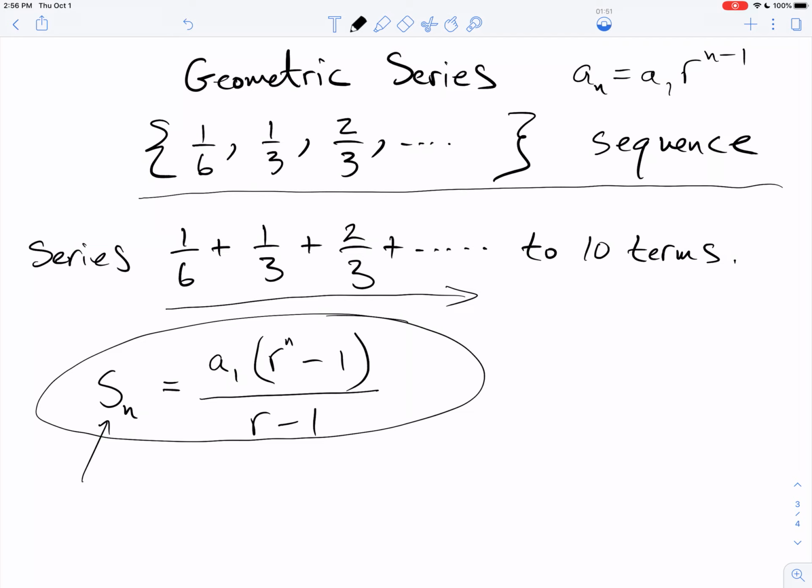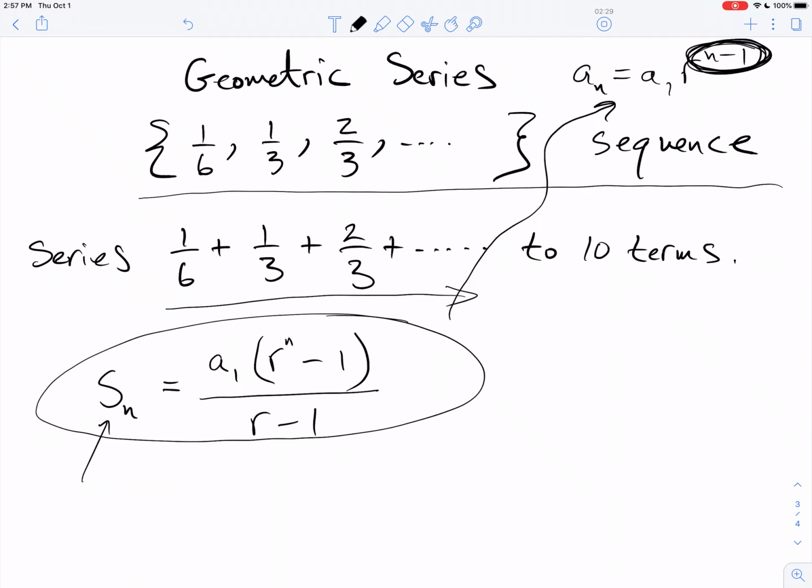Now, be careful because this is where it gets kind of tricky. When I say a1 times the quantity r to the n minus 1, it's not the same as when I do it up here, a1 times r to the n minus 1. Be very cautious. Don't get r to the power of n minus 1 confused with this formula. That is a big goof.